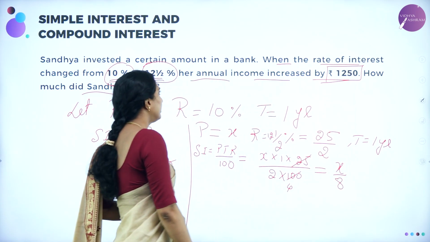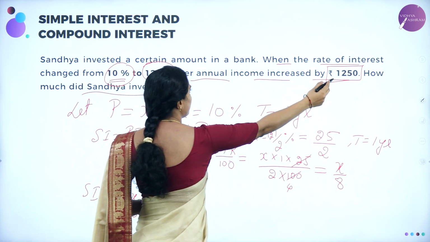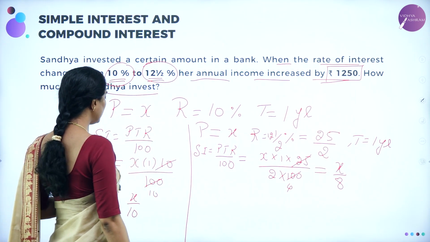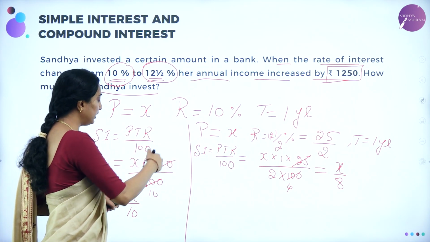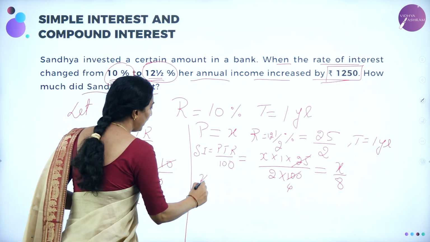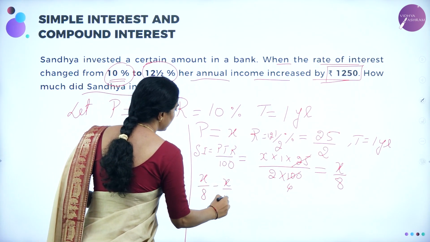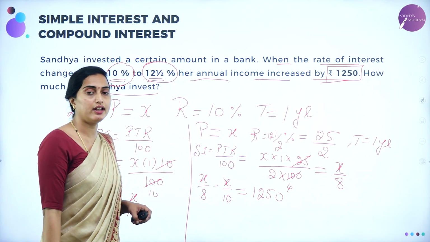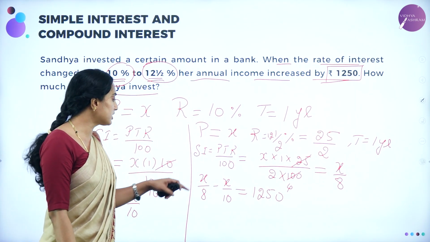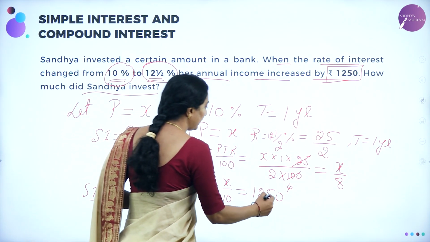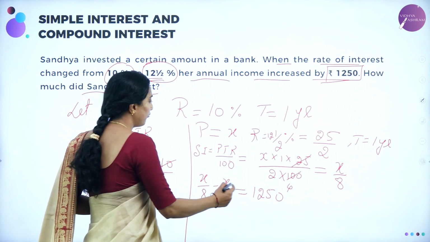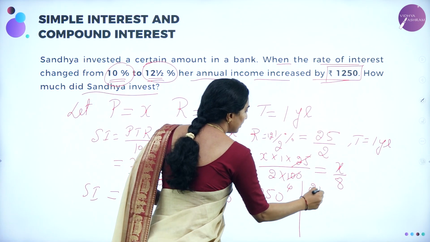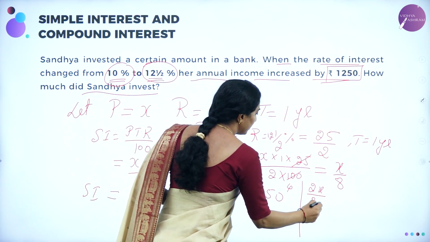Correct? And then they have given that her annual income increased by 1,250. So we take the difference: X by 8 minus X by 10 is 1,250. Cross multiply: 10x minus 8x divided by 10 eights are 80. So 10x minus 8x is 2x divided by 80.